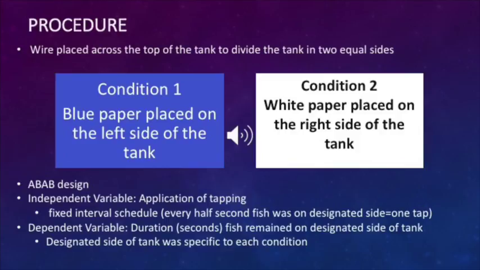An AB-AB design was used for the purposes of this study. The independent variable was the application of tapping on a fixed interval schedule. Every half second that the subject was emitting the target behavior for that condition, tapping was applied to the side of the tank. The dependent variable was the duration of seconds that the subject remained on the designated side of the apparatus.